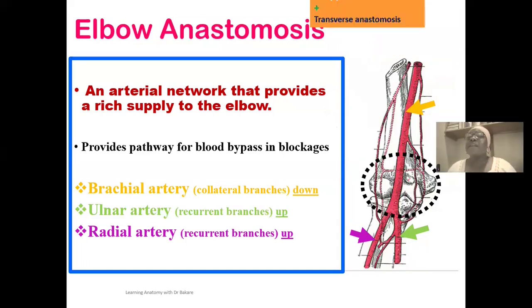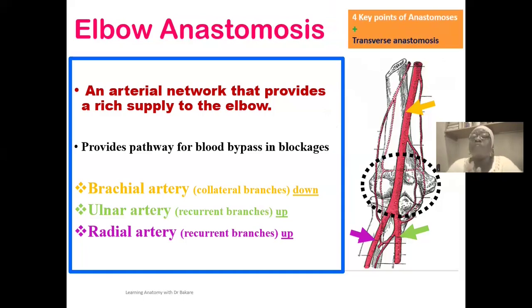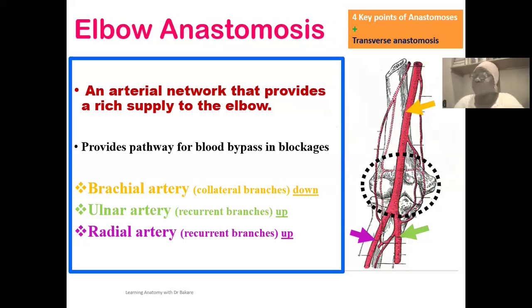So in summary, we'll be having a total of 4 key points where anastomoses are created around the elbow. There is an additional transverse anastomosis that is created, and this we will be highlighting as we go through this lecture. So if we try to put this image in its correct anatomical position, this is where we have the medial side, and this is where we have the lateral side.